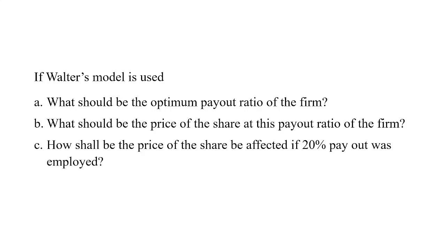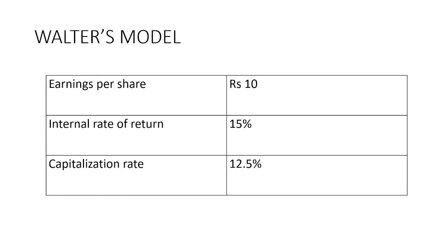So, we need to find out the optimum payout ratio of the firm and the share price at the optimum payout ratio, and also we have to find out the share price at 20% payout ratio. Now, to determine the optimum payout ratio, we should know about the type of the firm. The type of the firm is based on the relationship of R and K, that is internal rate of return R and capitalization rate K.